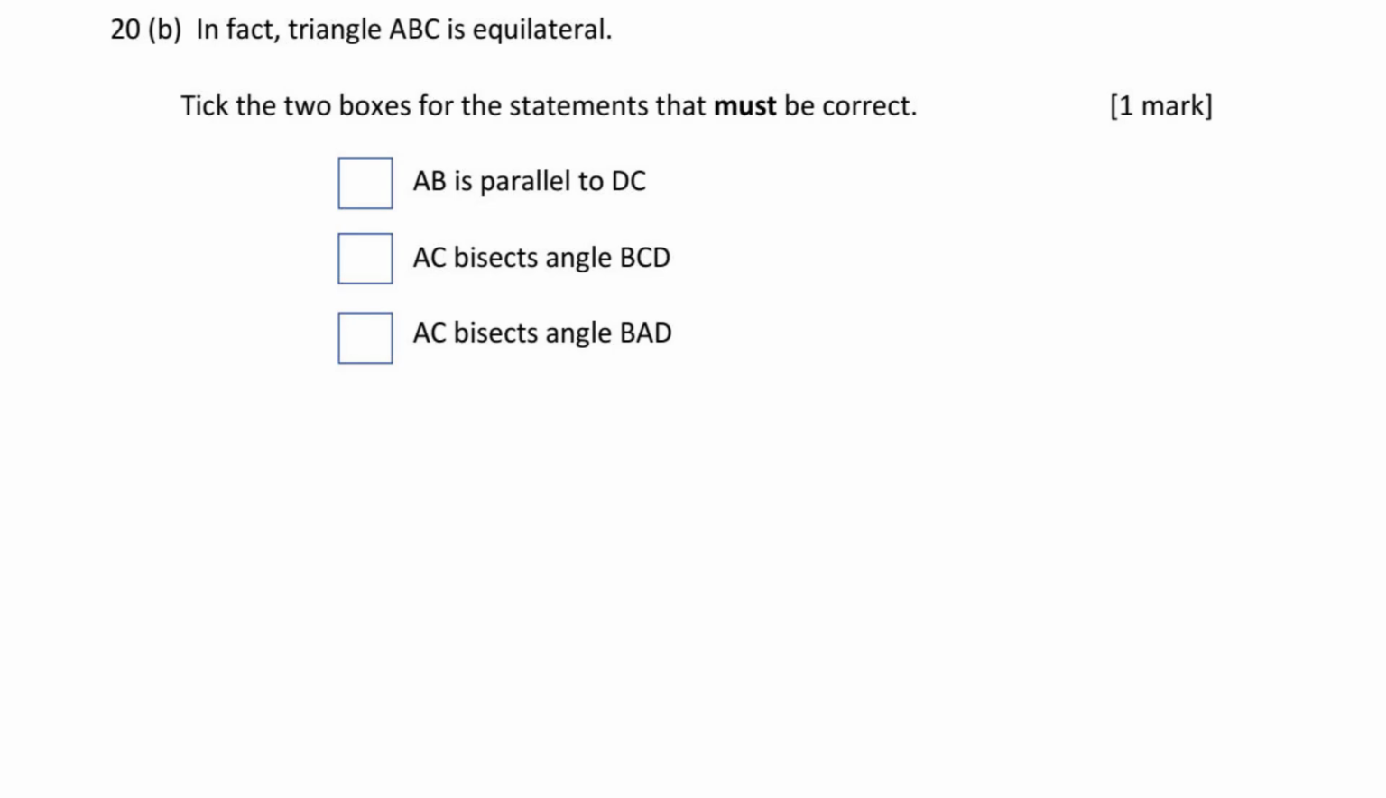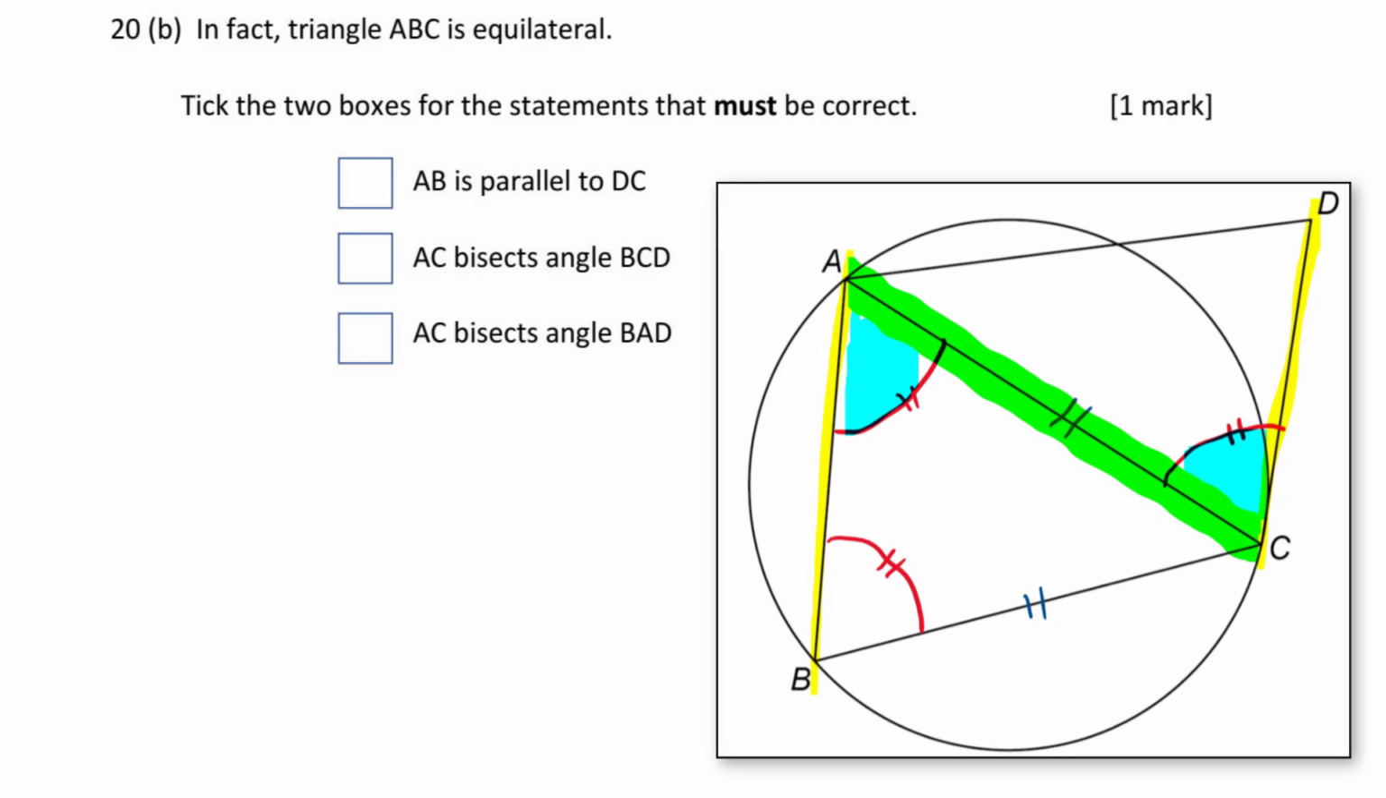20b. In fact, triangle ABC is equilateral. Tick the 2 boxes for the statements that must be correct. AB is parallel to DC. AC bisects angle BCD, or AC bisects angle BAD. Let's go back to our diagram and add in the extra information. So if it's actually not an isosceles triangle, it's an equilateral triangle, then also that length is equal, and also that angle is equal. They're all equal to 60, aren't they? 60, 60, 60, 60. Okay, so now what do we know?